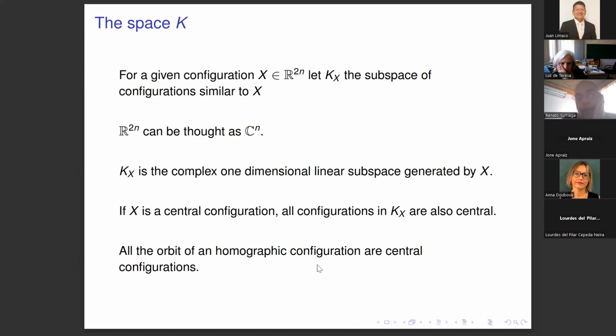And so all the orbit of a homographic configuration consists of central configurations. So the homographic solution is contained in the space K. But of course, when you move the initial conditions nearby, you will go out of the space K.